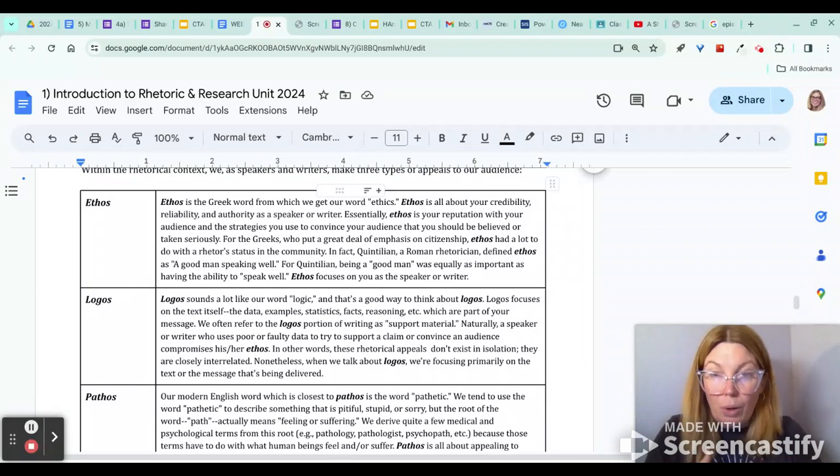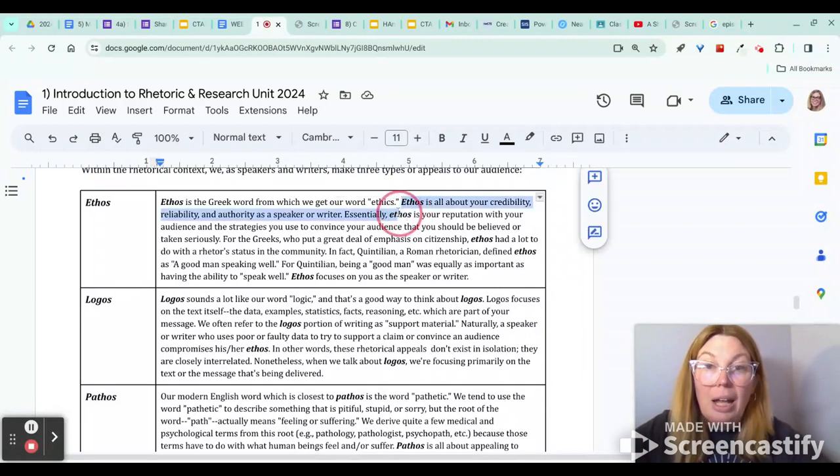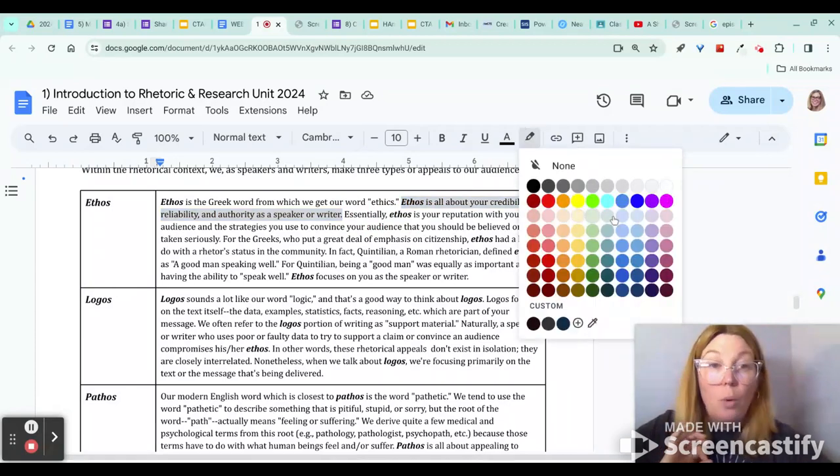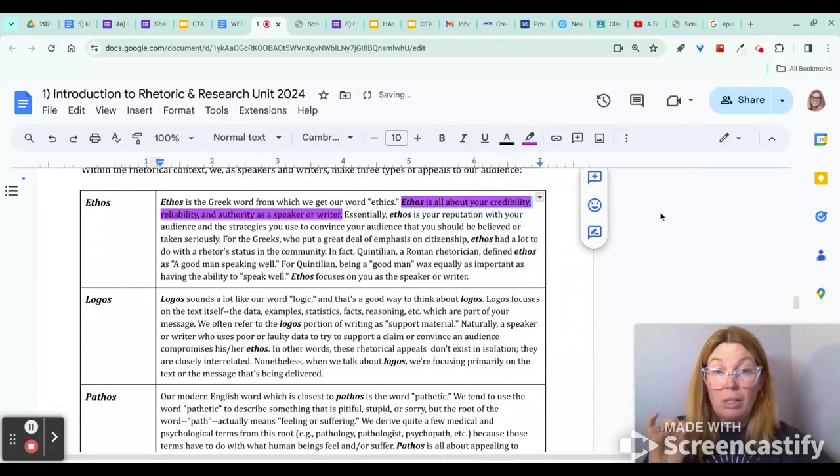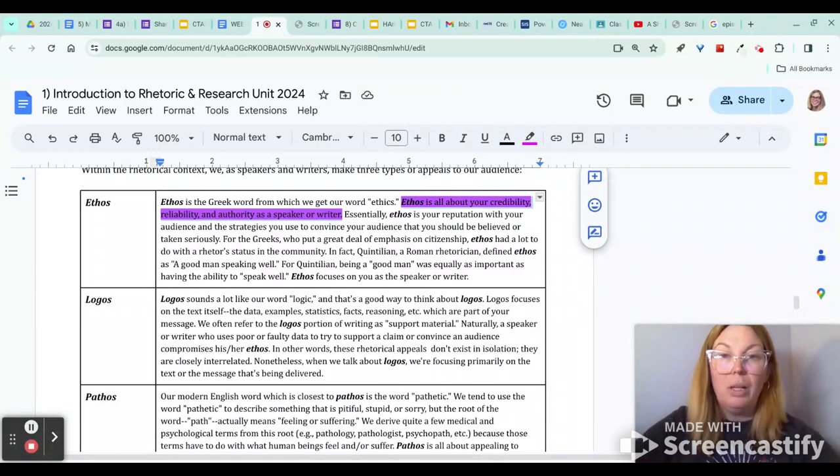Ethos is the Greek word from which we get ethics. So ethos is all about your credibility, reliability, and authority as a speaker and as a writer. Oof, I love that. So ethos is built around how you come across. Do we believe why you're saying what you're saying? That's your ethos, or building an appeal to ethos. So it has to do with your credibility. Essentially, ethos is your reputation with your audience and the strategies that you use to convince your audience that you should be believed or be taken seriously.